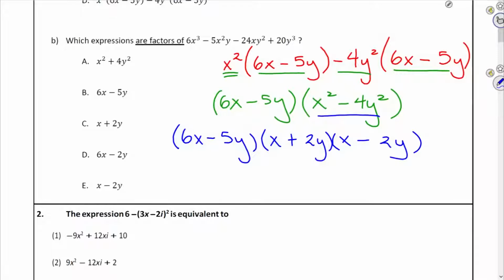Okay, so let me find all the things that I have. I have this one. I don't have the first one because the sign is wrong. Letter C is one of them. And D has a 2 instead of 5. And so it looks like B, C, and E are the factors of this polynomial.